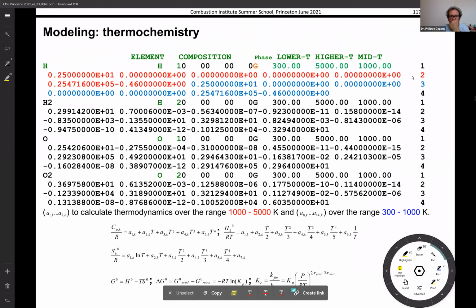This is organized in two polynomials. The first one is for the high temperature range, from 1000 to 5000 K, and the second polynomial is for the lower temperature range, from room temperature to 1000 K. Well, it can be a different value. Here it's always 1000, and also the upper temperature can be different from the value which is used here.